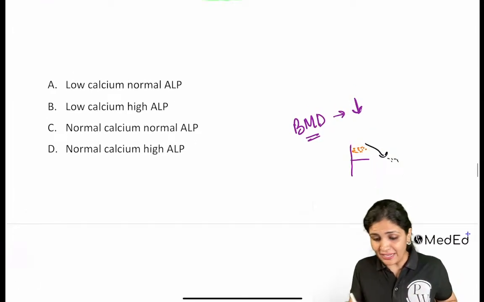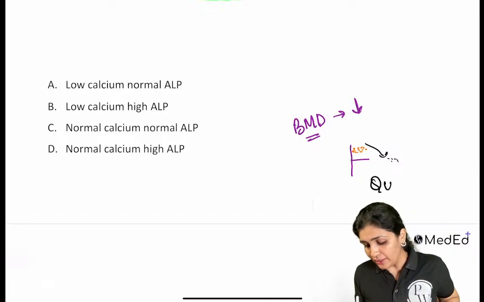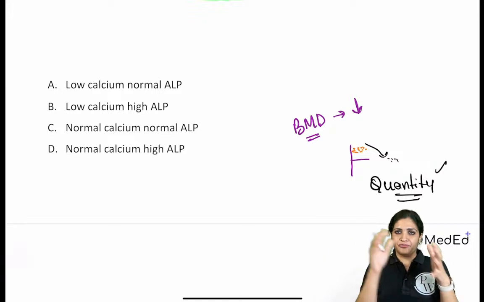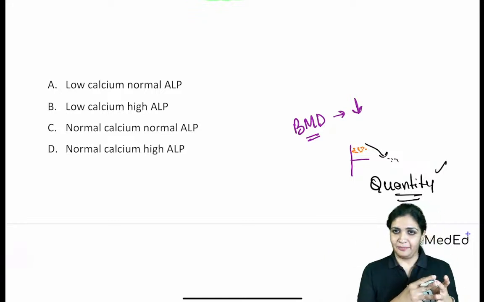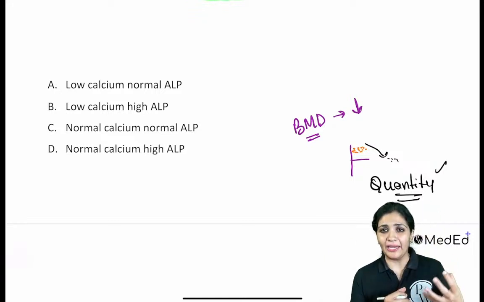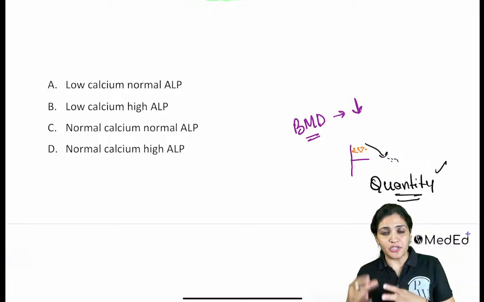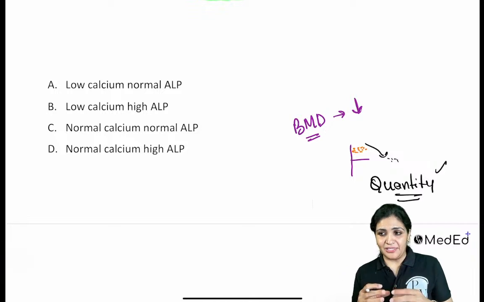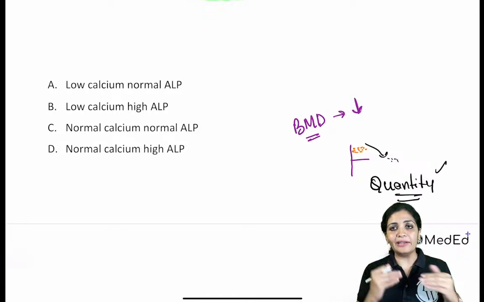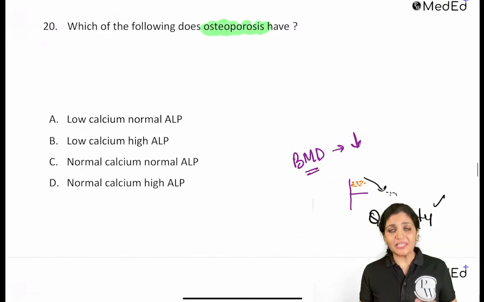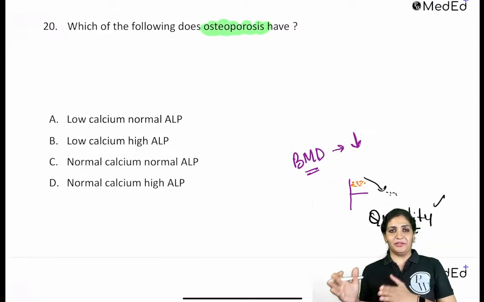Sorry, the quantity itself is decreased, not the quality. So the quantity of the bone is decreased, but the quality is good. In case of rickets, the quality is affected, right? The quality means the organic component and the inorganic component have been decreased. But in case of osteoporosis, the quantity has been decreased, both organic and inorganic are in minimum quantities, and that is what is called osteoporosis, where there is a decreased bone mineral density.